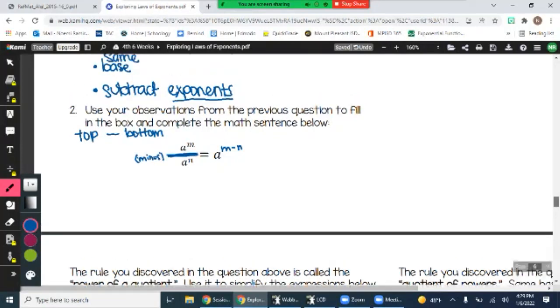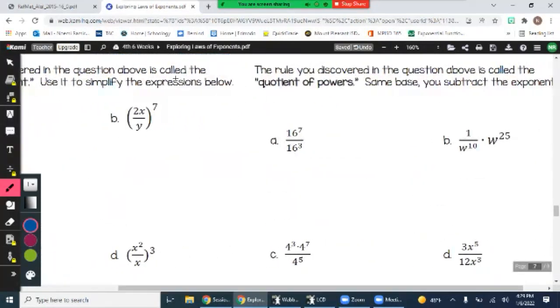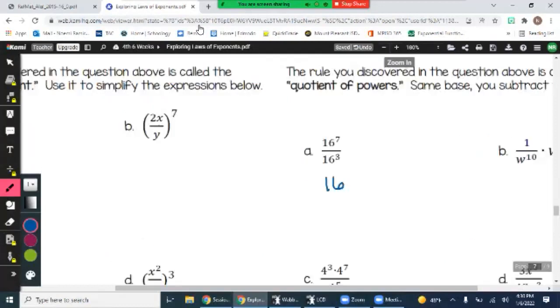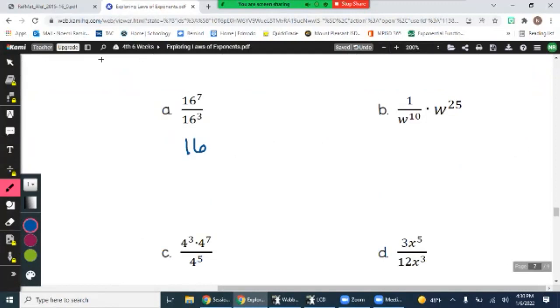So let's try this. Quotient of powers. This is it right here. Now we have the same base. Base stays the same. And we subtract top minus bottom. So 7 minus 3. So we get 16 to the power of 4. Man, that looks like 164. Hold on, let me fix this. 16 to the power of 4.